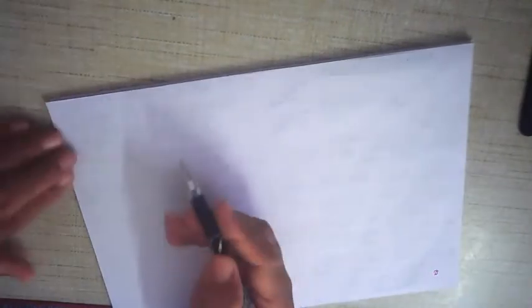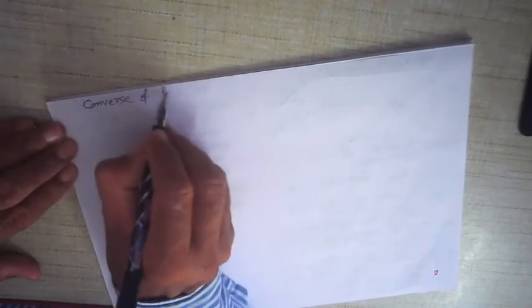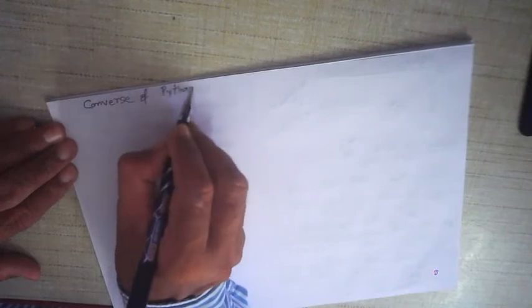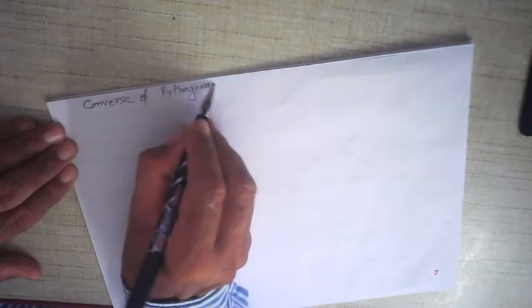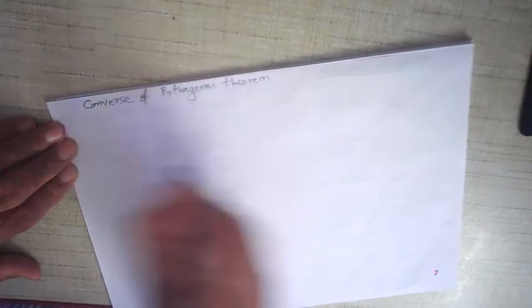Now I want to do the other one, that is the converse of Pythagoras theorem. The converse of Pythagoras theorem is also extremely important. It has been asked several times in the board exams, so please be careful. Alright, this is the next theorem. In the textbook also it is given as the next theorem only.